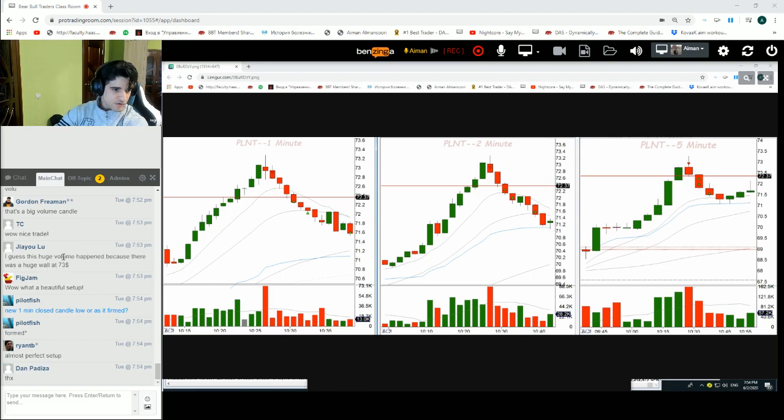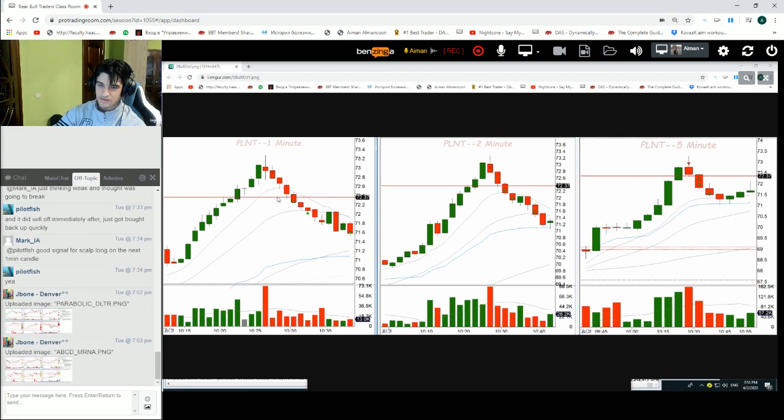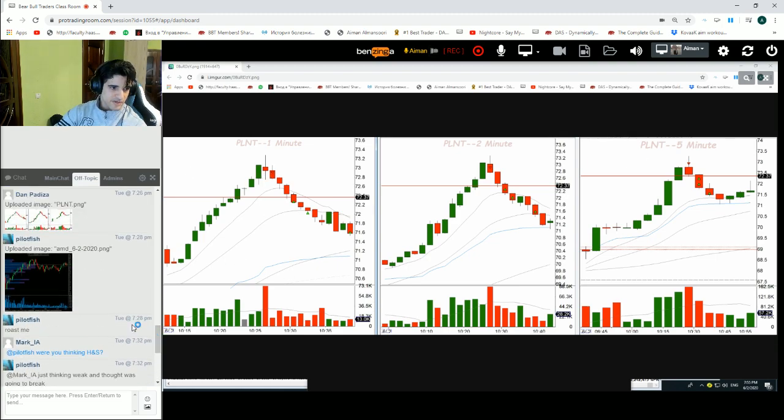Pilot fish asset formed. It's tough to go in after it closes because it could just close way down there and you will ruin the risk to reward right there.